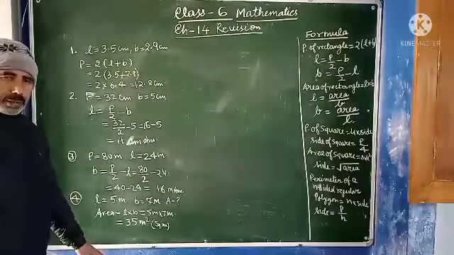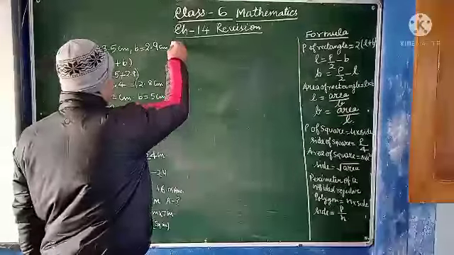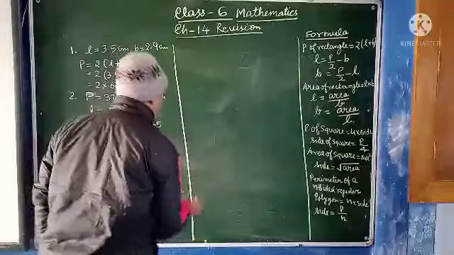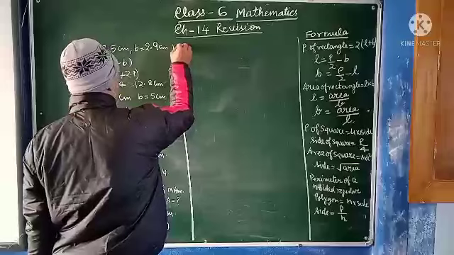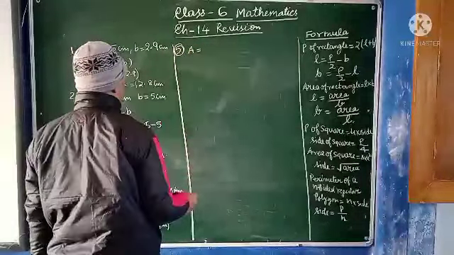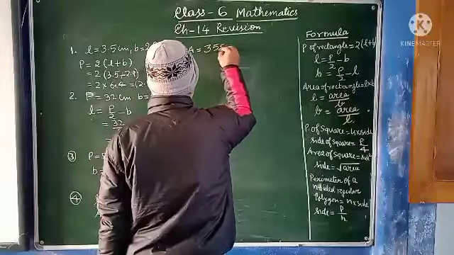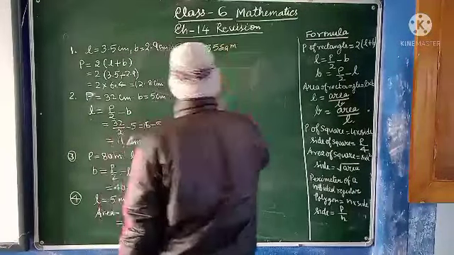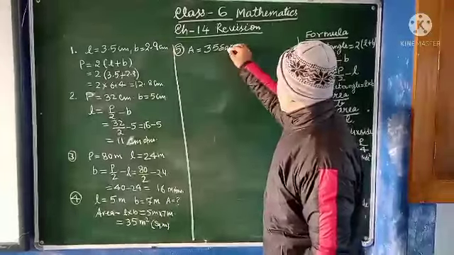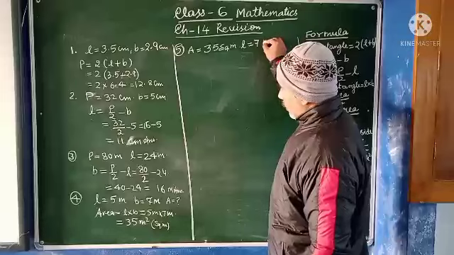I hope you understood. Now when area is given, let us discuss question number 5. Area is given. Suppose area is given 35 square meter and length is given 7 meter.